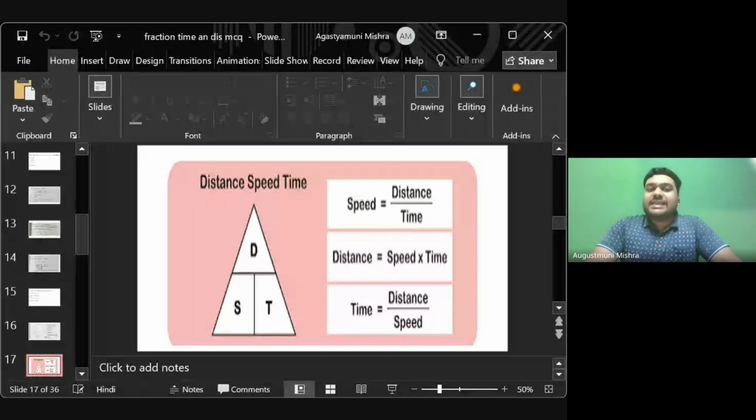So here is the formula, at the starting of the topic only: time, distance, and speed.